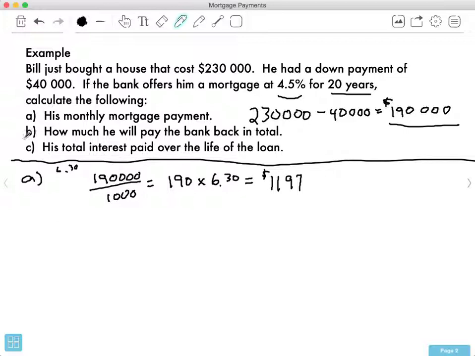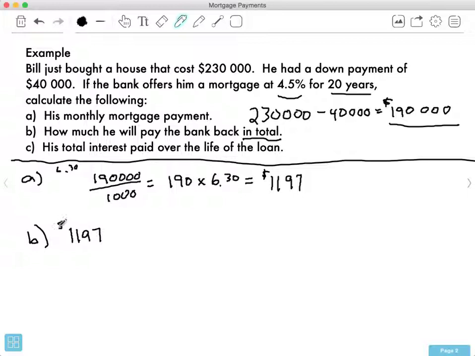So then we'll explore that idea a little bit more here with B and C. These are common questions you see both on tests and exams in this course. The next question is how much he will pay the bank back in total. You're supposed to calculate that. In total means over the entire life of the mortgage. What's he going to pay back to the bank? He borrowed $190,000. Let's see what he pays back.